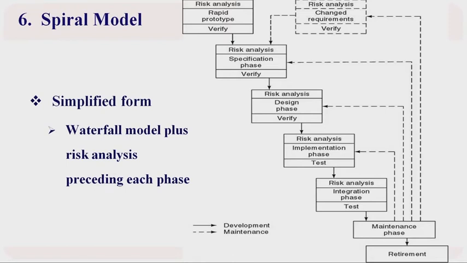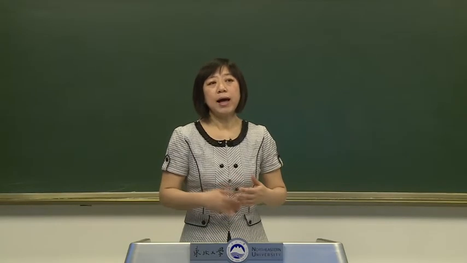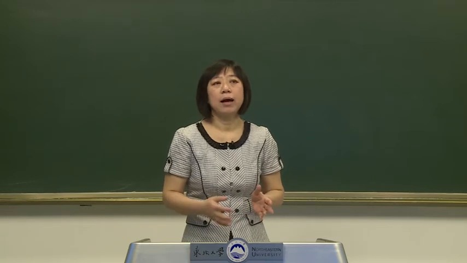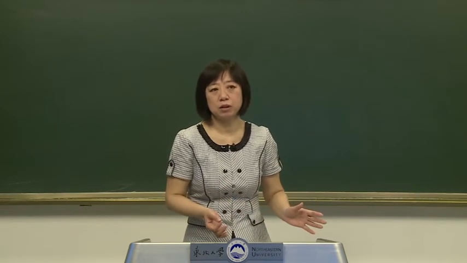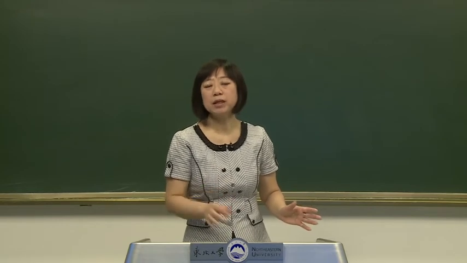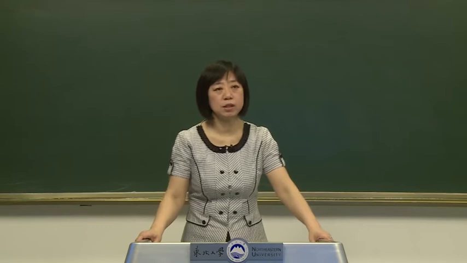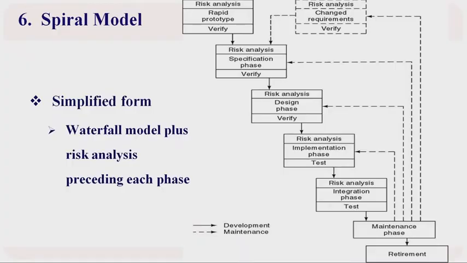Next, the Spiral model. We find that in this diagram, at the beginning of each phase, risk analysis will take place. That means before the beginning of each phase, the target system should be analyzed from the point of view of risk. Is it possible, is it reasonable to achieve the target software system or not? So we find that this model may be understood in this way. It's just the waterfall model plus risk analysis preceding each phase.